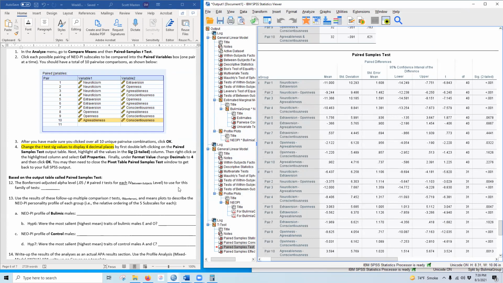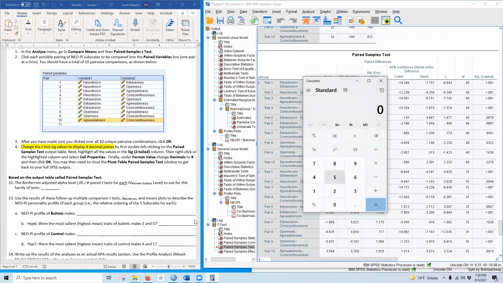Cool. All right, so the Bonferroni adjusted alpha level is 0.05 divided by the number of paired t-tests for each IV between subjects level to use. So what are we talking about here? How many t-tests are there? There's 10, right? So we're going to do 0.05 divided by 10 is 0.005, and that's why we had to expand the decimals so we can actually see if things are less than 0.005. So let's do our Bonferroni is 0.005 right there.